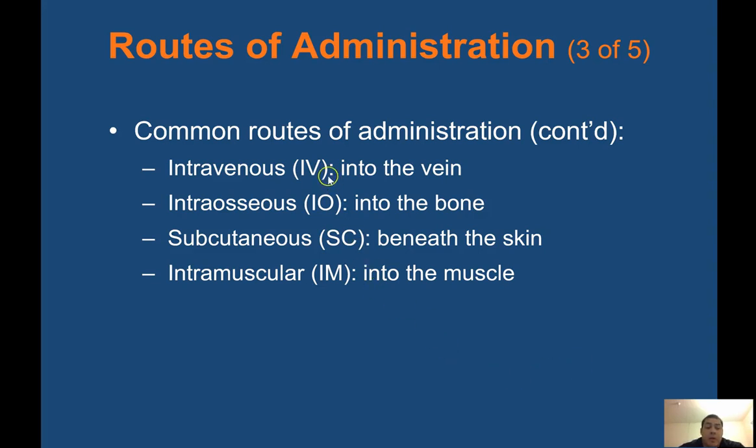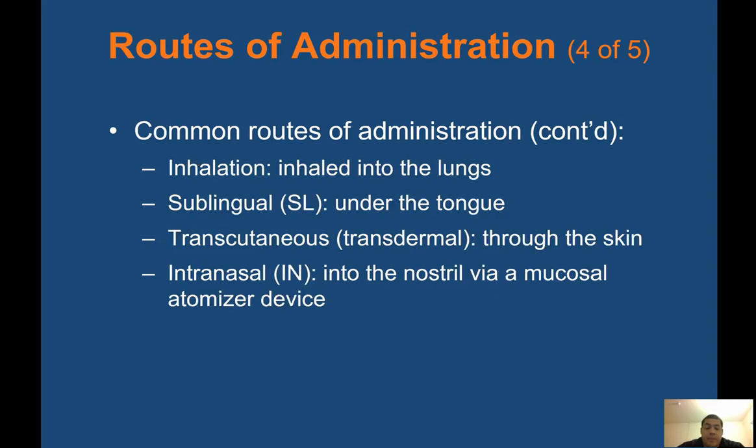So these are good abbreviations to understand when you're starting out in the medical field, so you know which route medications are given. So is it IV, IO, SC, or IM? Inhalation, inhaled into the lungs. Say if somebody has asthma and they have an inhaler. Sublingual, under the tongue. Nitroglycerin is given sublingually. It's going to be given underneath the tongue and it's going to dissolve.